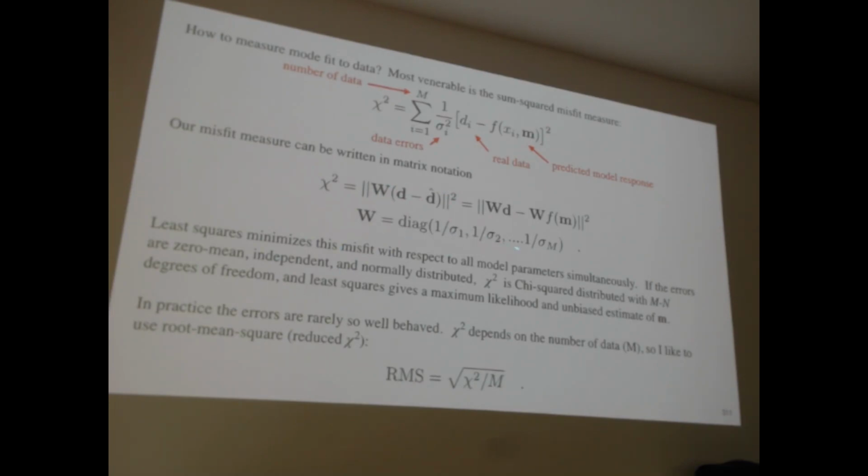And if the data errors are normally distributed, Gaussian, then the sum squared misfit is actually chi-squared distributed with m minus n degrees of freedom, where m is the size of the data set and n is the size of the model.